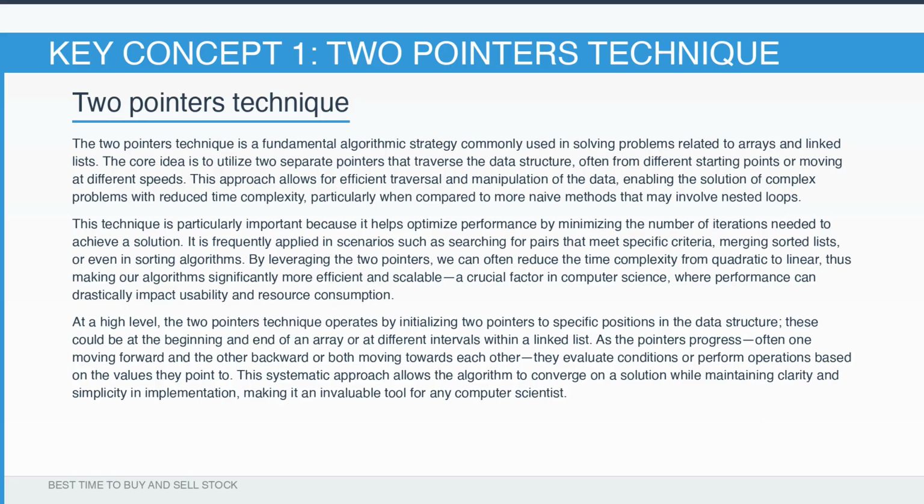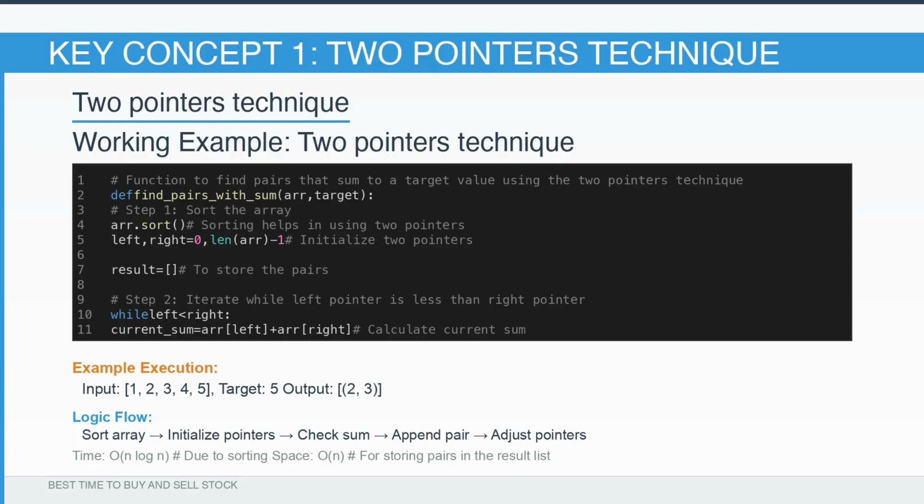To find pairs that sum to a specific target value, we can use the two pointers technique, which is efficient and straightforward. First, we sort the array. This sorting step is crucial, as it allows us to effectively use two pointers to find our pairs. Next, we initialize our two pointers, one at the beginning of the array and the other at the end. As we loop through our array, we calculate the sum of the values at these two pointers.